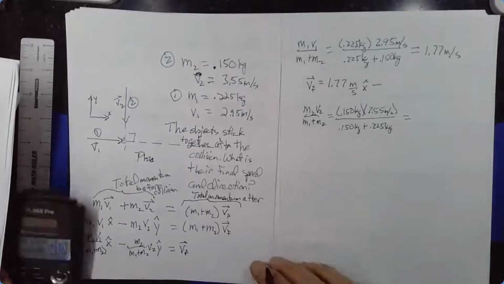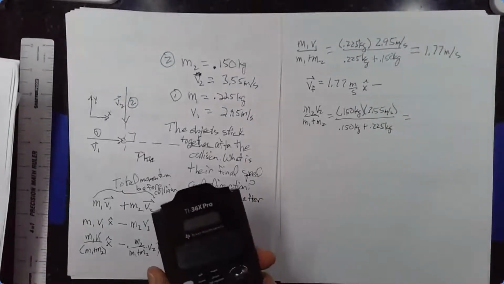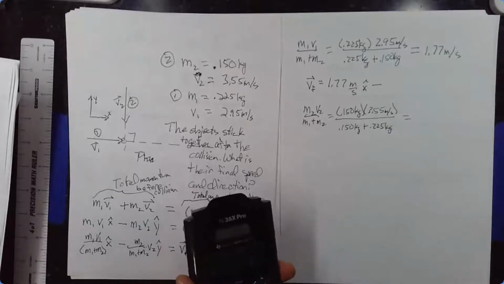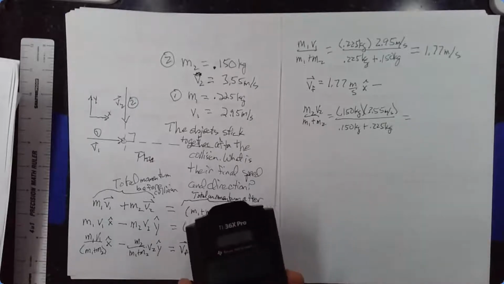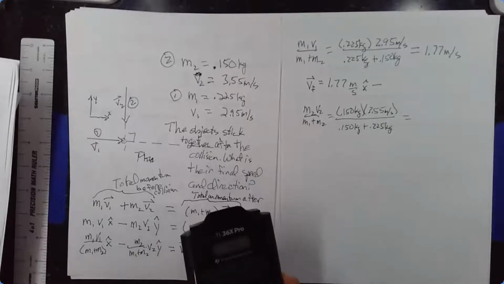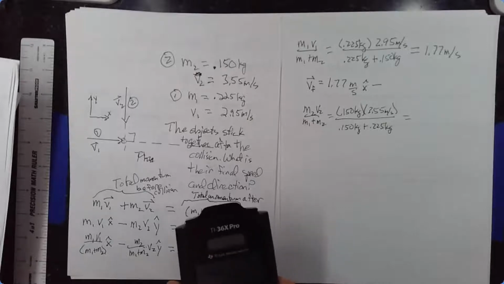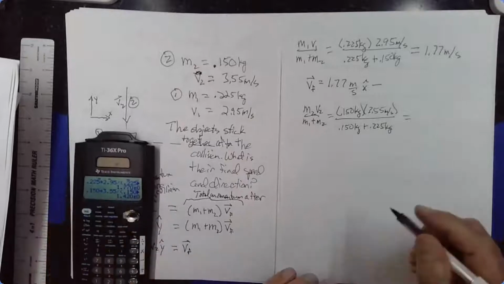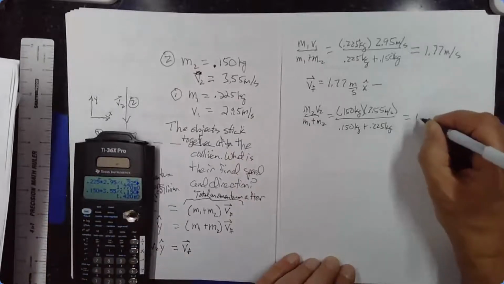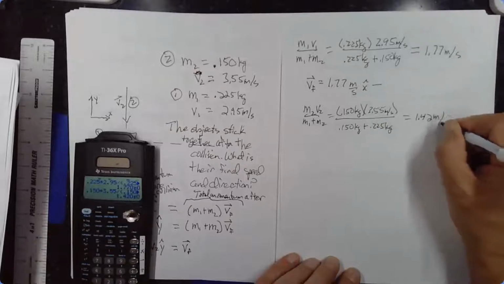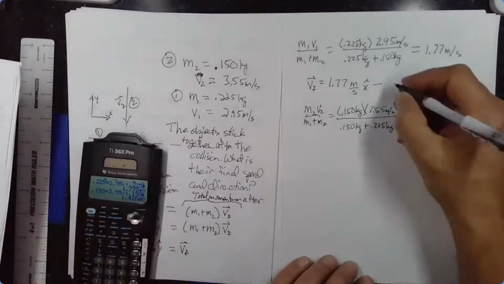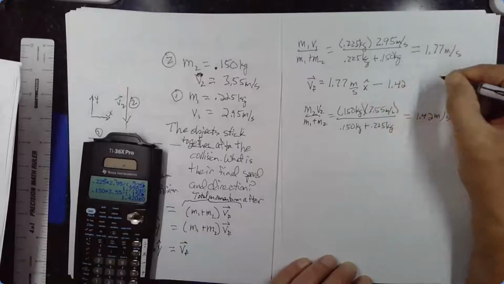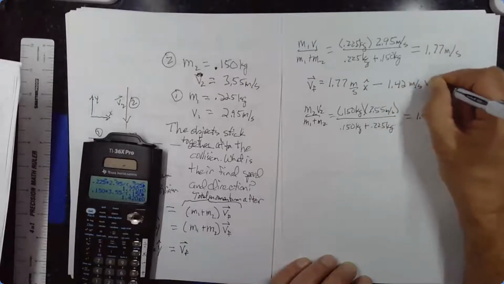And this will equal, it's just a matter of plugging and chugging on here. Making sure you wrap that in parentheses. Okay, and for this one I get 1.42 meters per second. Now remember, that's just the number part. Its direction is in the minus y hat. So I'll have minus 1.42 meters per second in the y hat direction.